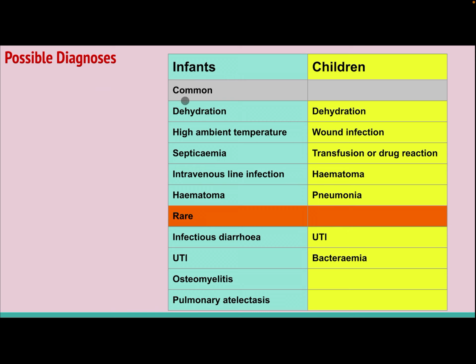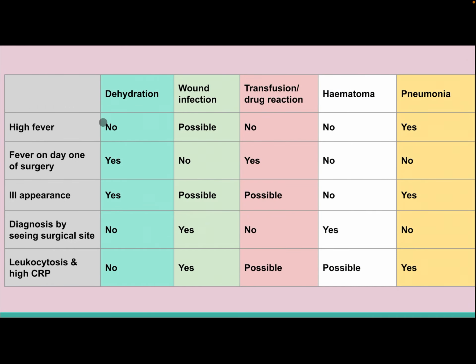Possible diagnosis in infants. Common causes: dehydration, high ambient temperature, septicemia, intravenous line infection, hematoma. Rare causes in infants: infectious diarrhea, UTI, osteomyelitis, and pulmonary atelectasis. Common causes in children: dehydration, wound infection, transfusion or drug reaction, hematoma, and pneumonia. Rare causes in children: UTI and bacteremia.